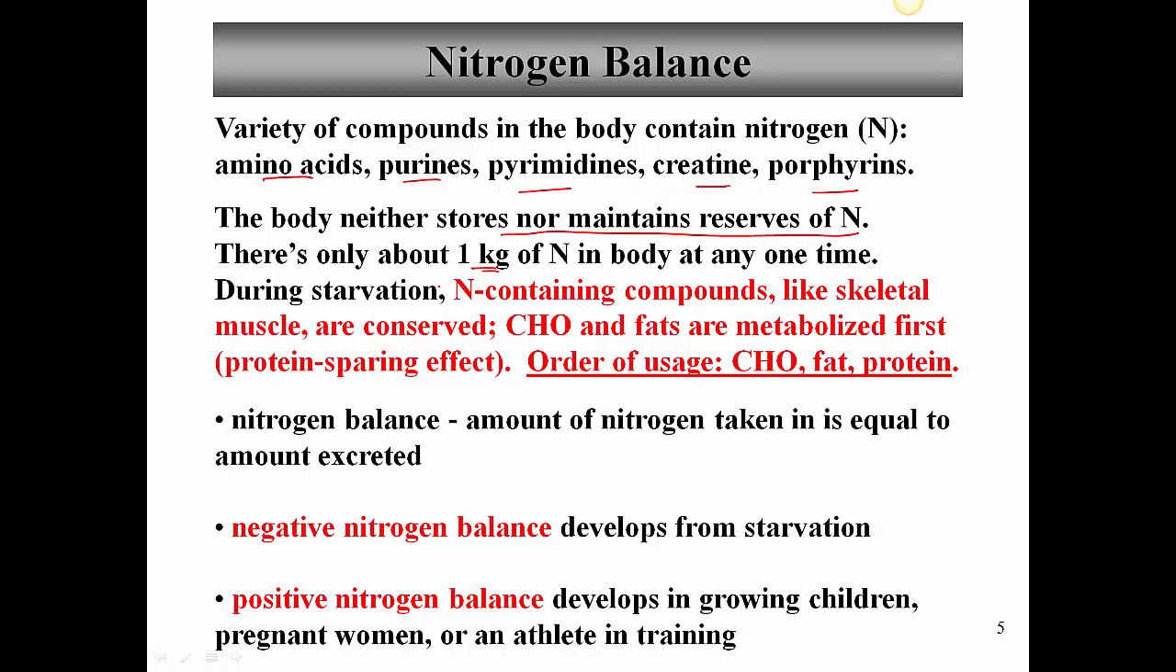When we are between meals, or when we're in starvation mode, that is, we haven't eaten for a long time, the body will have to seek other sources of glucose. In other words, there's no glucose coming into the body. We have to get glucose from someplace, because you remember that this is the main energy source for the body. The body has a preferential order of usage of different metabolites in order to get glucose that it needs to metabolize. The first order is carbohydrate.